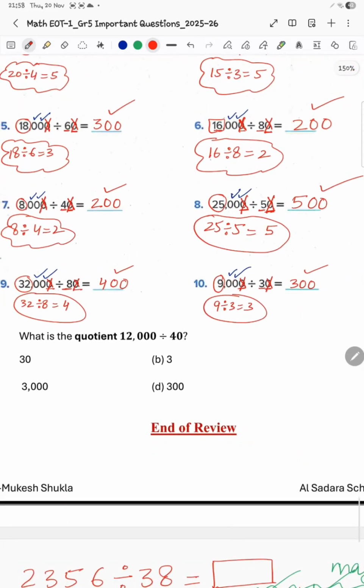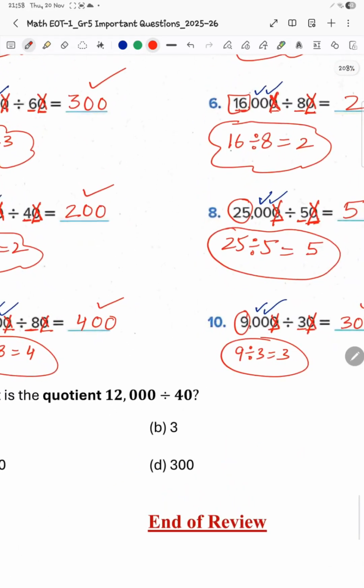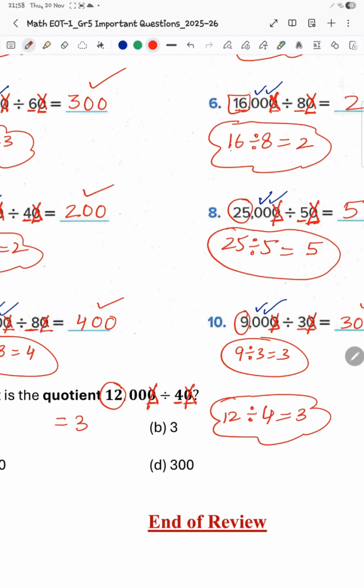And the last question of this review. 12,000 divided by 40. Same way. Cut 1 zero here. Cut 1 zero here. Now 12 divided by 4. This is 12 and this is 4. This will give you 3. And how many zeros are left over? 1, 2. So 2 zeros are left over. So my answer will be 300. So option D is correct.